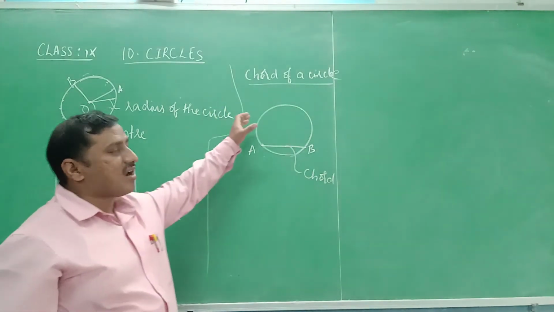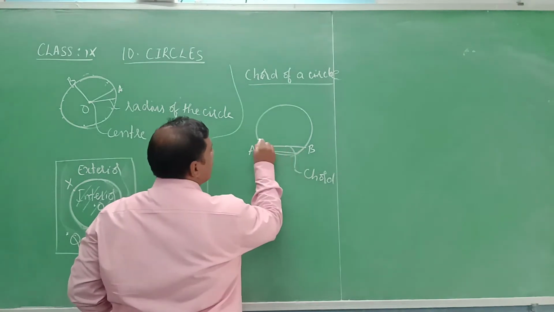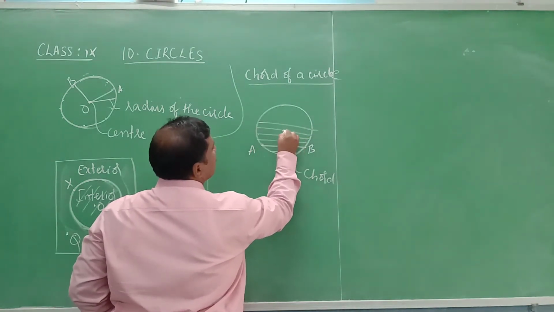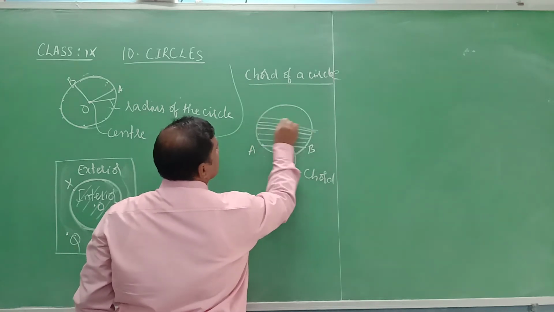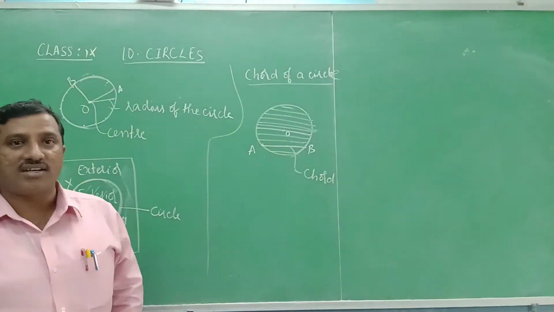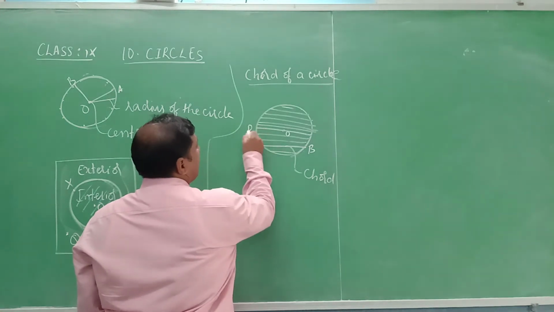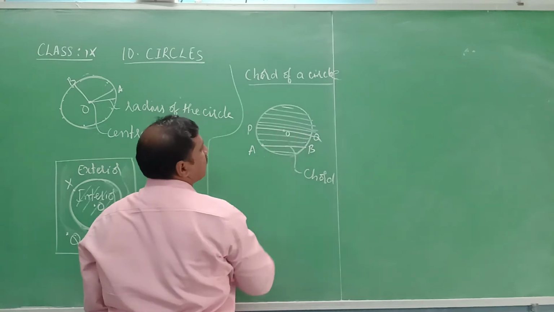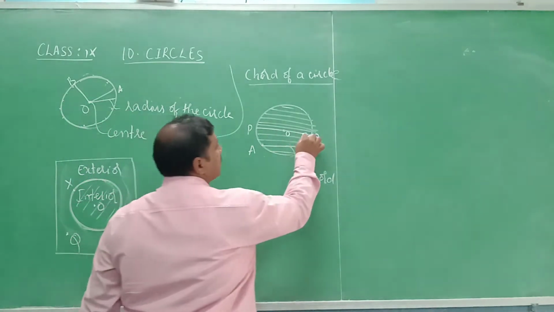How many chords can we draw in a circle? Yes, we can draw infinite chords like this. Let this be the center of the circle, O. Some chords pass through the center of the circle. But you see, the chord PQ is passing through the center of the circle. That chord is known as a diameter of the circle.